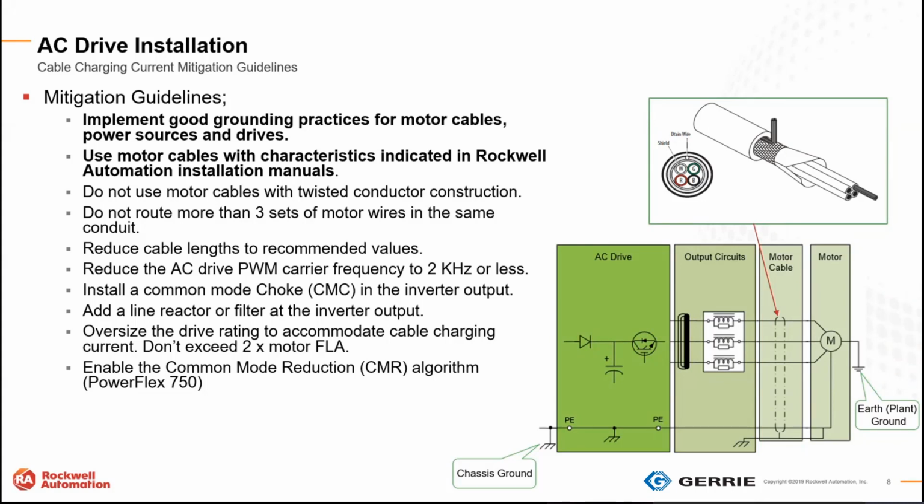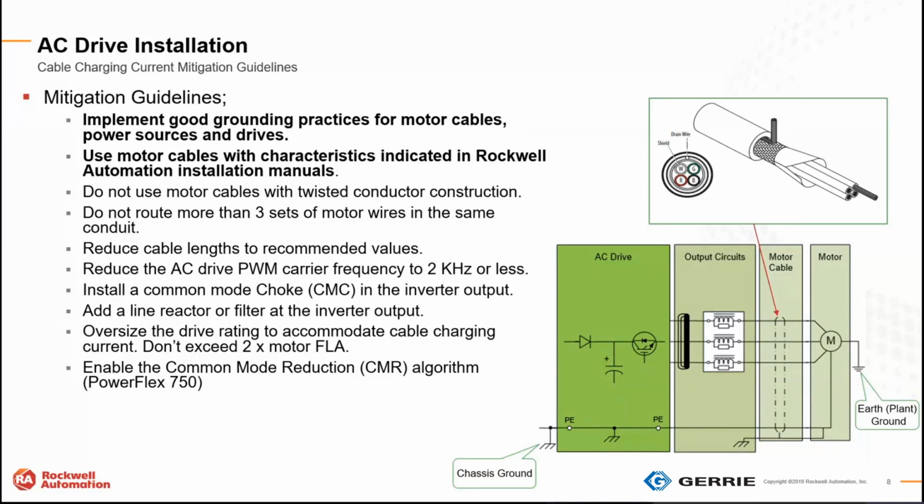The other one is to the AC drive, the PWM carrier frequency. We can actually reduce that if possible to 2 kilohertz or less. I'm just going to say again, this is for smaller drives, but the bigger drives are actually already reduced to 2 kilohertz. So the small drives, we typically default to 4 kilohertz as a carrier frequency. That's one of the things we can do there.